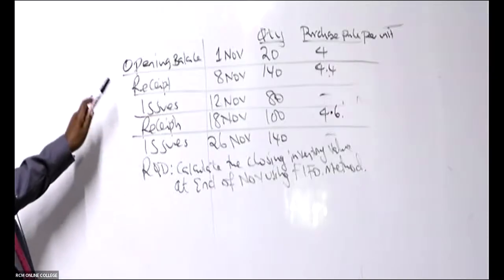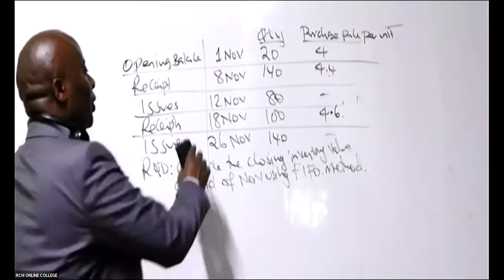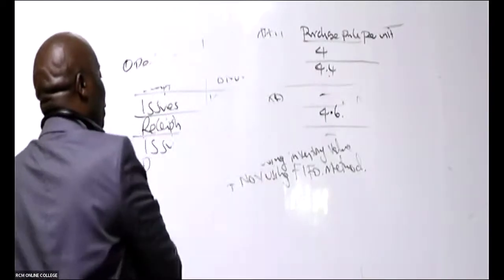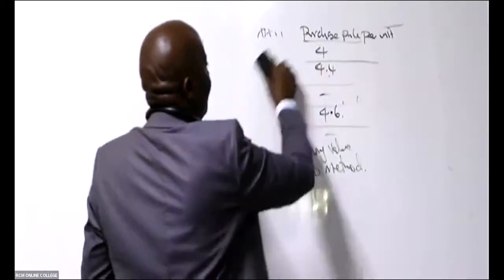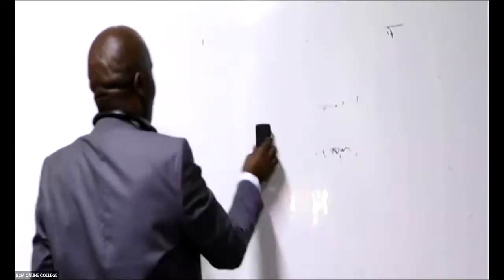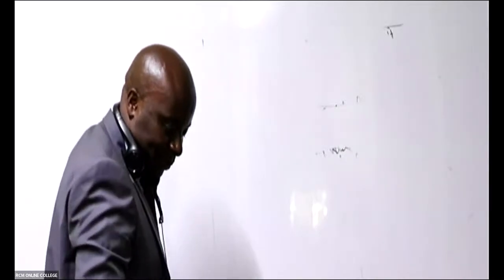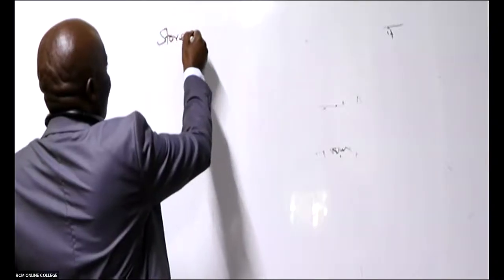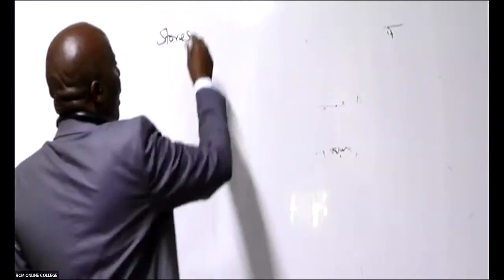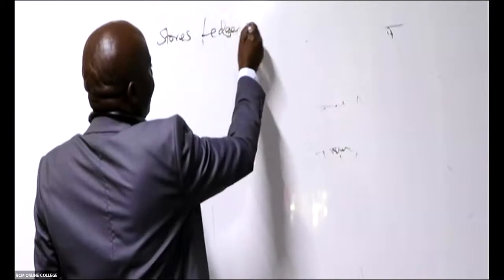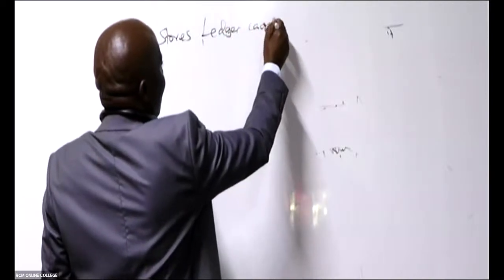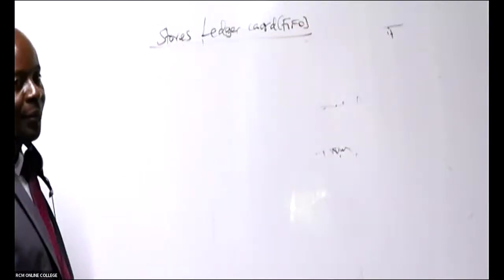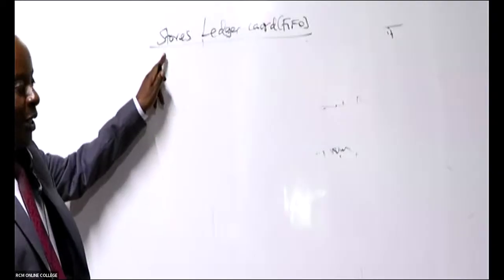And if that is the case, then we write this solution: stores ledger card. We are using a method called what here? First in, first out. You skip a line, always.